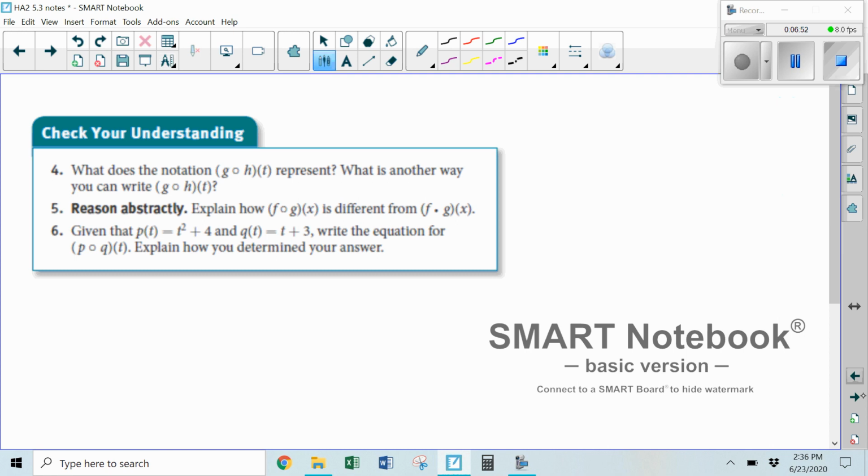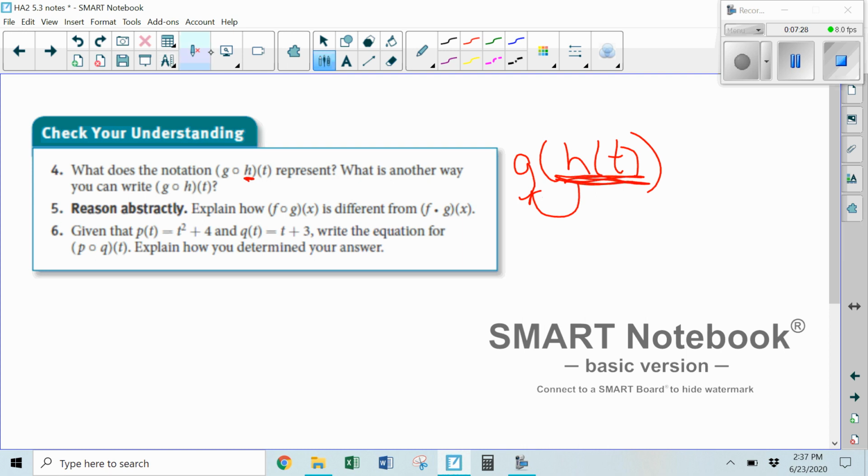Let's look at number 4, I guess. What does the notation g of h of t represent? What is another way you can write it? So remember, just like I showed you in example 3, another way you could write that is g of h of t. So this is the inner function. That's why I wrote h of t. It goes on the inside. It represents doing h of t as the inner function. You're going to plug it into the outer function, g.